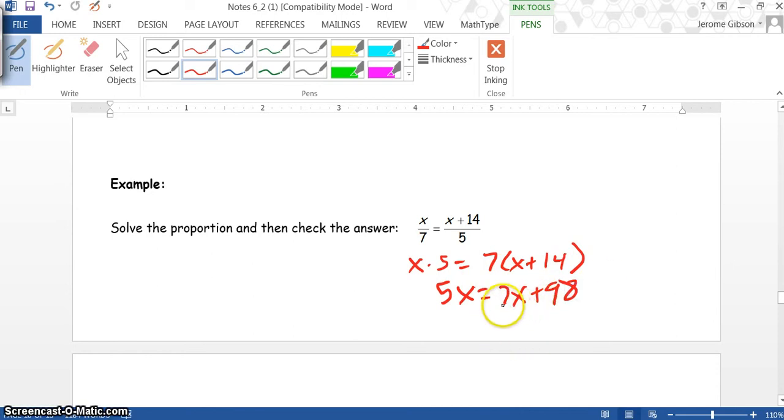Now we need to get all the x's on one side. So we will subtract 7x on both sides, and we will have negative 2x is equal to 98.